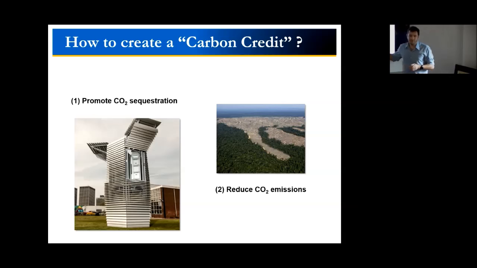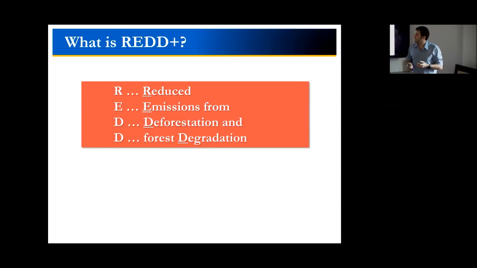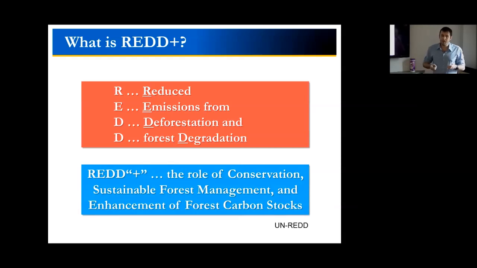And of course, you can also reduce emissions from deforestation. And we're going to talk a lot about that, right? So that is called REDD. It stands for Reduced Emissions from Deforestation and Forest Degradation. And what a lot of people miss when they're talking about REDD+ is that this plus sign stands for the role of conservation, sustainable forest management, and enhancement of forest carbon stocks. Okay, so this is REDD+. REDD+ is REDD plus all these other activities.